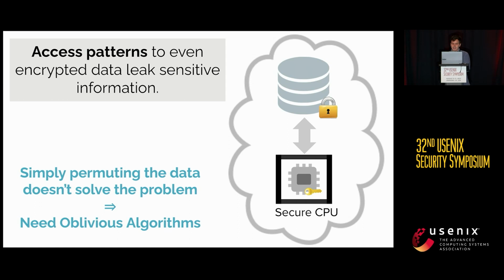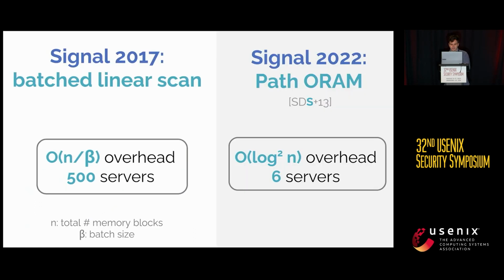Even simply permuting the data would not solve the problem, and we need this line of work called oblivious algorithms, which are algorithms whose access pattern does not leak information about the data being processed. Signal initially implemented a batch linear scan solution, doing a linear scan of the database for every query, and this is extremely inefficient, and they needed 500 servers. Last year they deployed a new solution based on oblivious algorithms literature, which allows them to only use 6 servers.